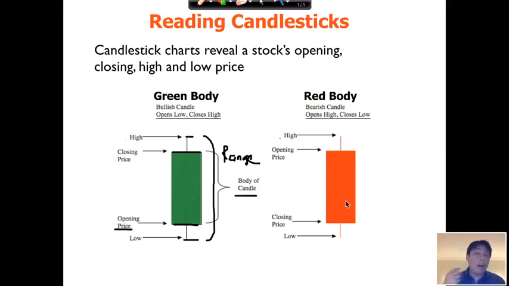Now, when you see a red candle, it's a bearish candle, which means it closed lower than the open. So it went down during that period. So when you see a red candle, the top of the body is the opening price. And the bottom of the body is the closing price. So notice it's the reverse, okay? For the green it was open, close; for red it's open, close. Similarly, the upper shadow tells you the high of the candle, and the lower shadow tells you the low of the candle. So there we go. That's how you read candlestick patterns, okay?